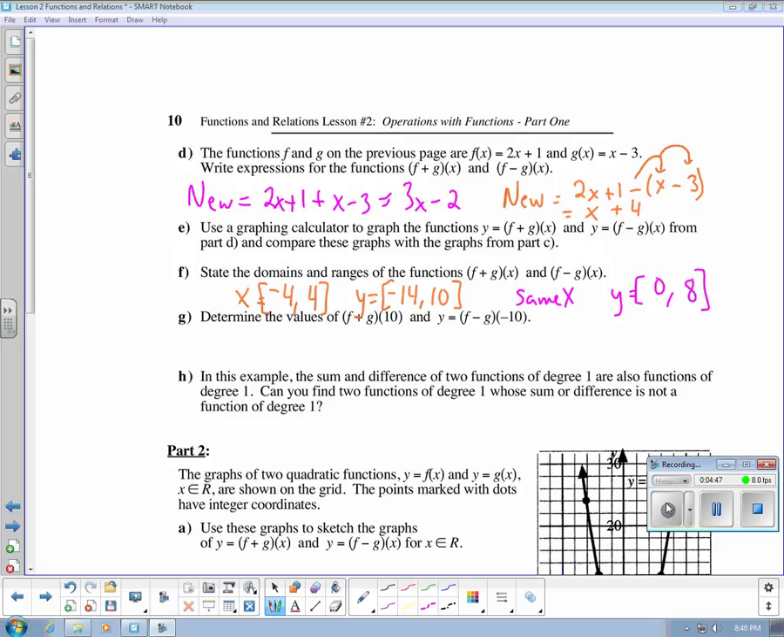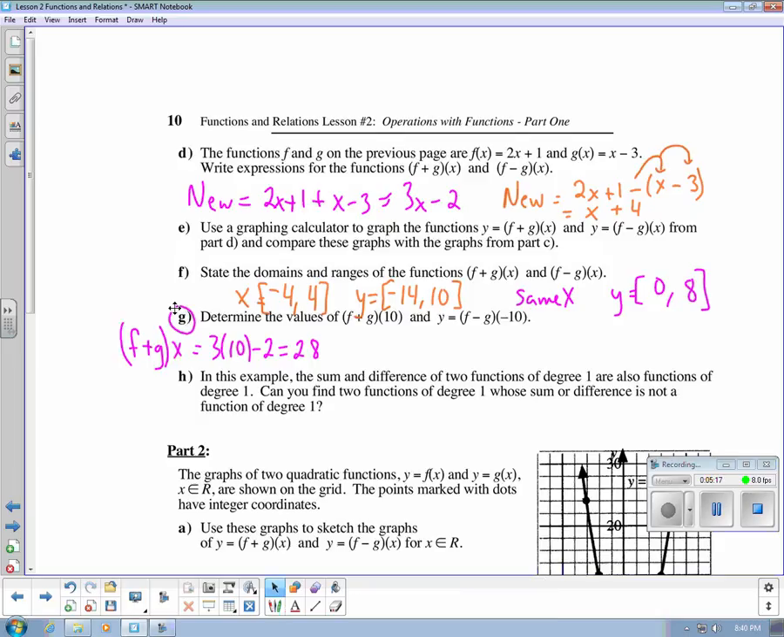We actually needed to come back to letter G here. We need to evaluate our functions at 10 and -10. So the new blue one is 3 times 10 minus 2, which is 28. So that's the f plus g at x. And then the new red one is f minus g at negative 10. So f minus g at negative 10 is negative 10 plus 4, which is negative 6.